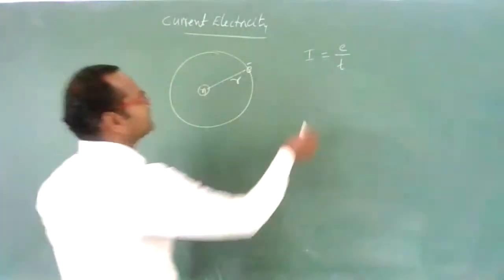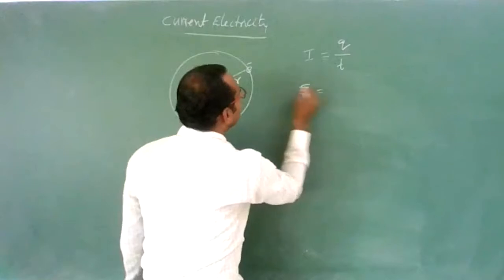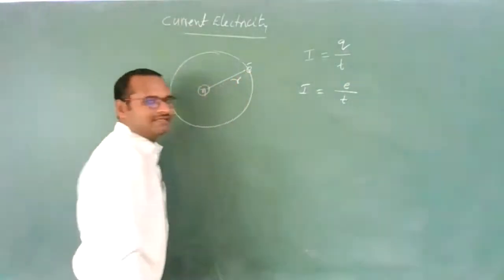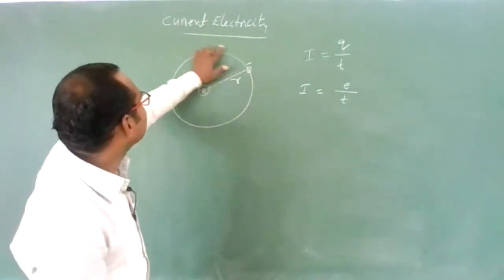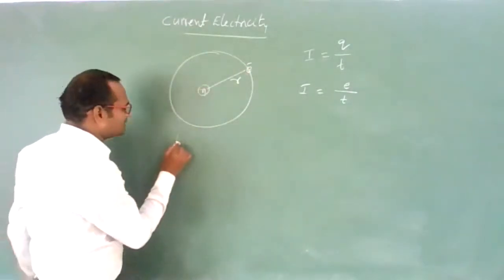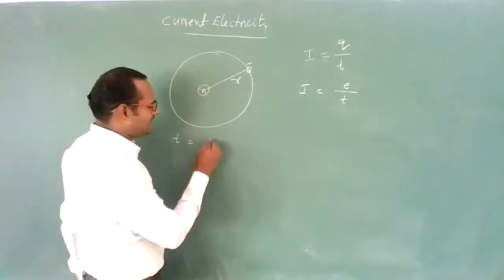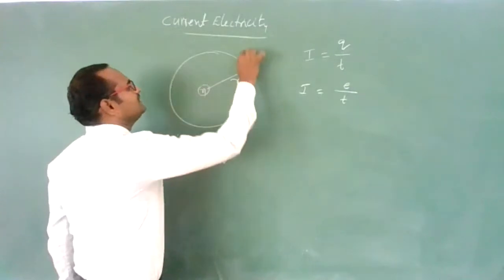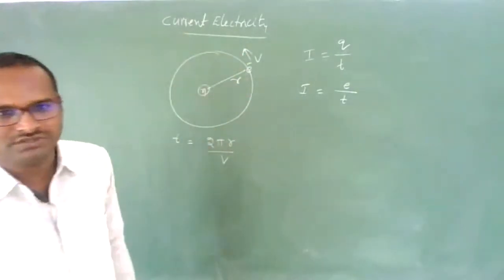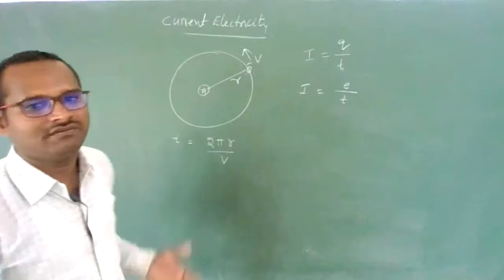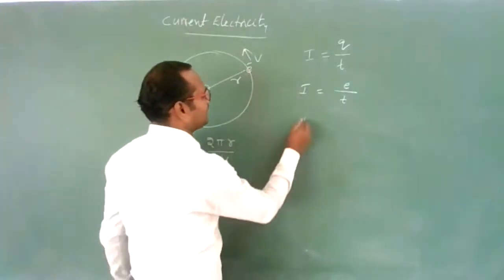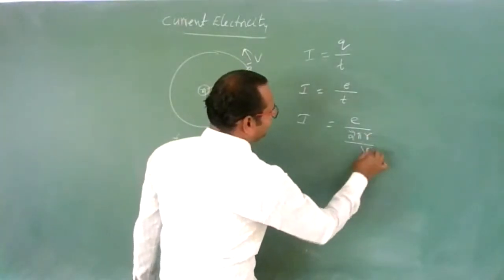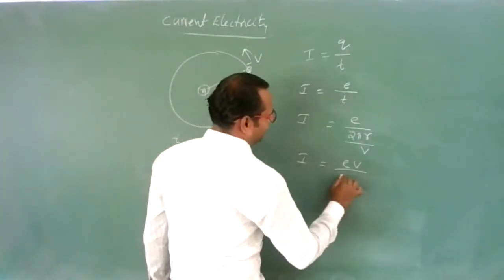Current is nothing but Q by T. But how much charge is flowing here? How much charge is moving here? One electron, divided by time. What is T here? T is the time it will take to complete one circular motion. How much time will this electron take to complete it? Time can be written as 2 pi r by v. Let us suppose it is moving with a constant velocity v in this direction, like this. Uniform motion, let us suppose this electron is performing. Then how much time will it take? It will take 2 pi r by v. Substitute here, you will get I is equal to e divided by 2 pi r by v. So current can be written as ev by 2 pi r.